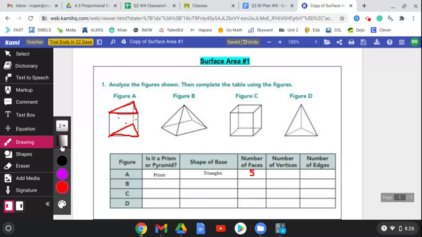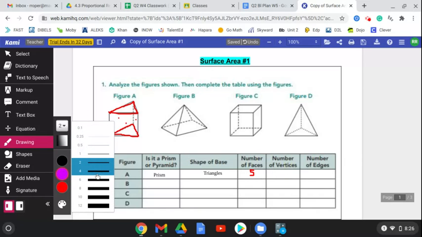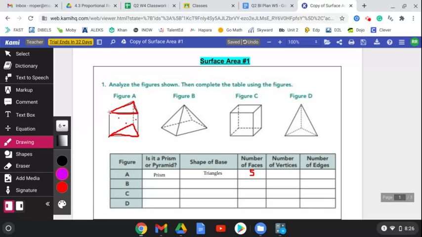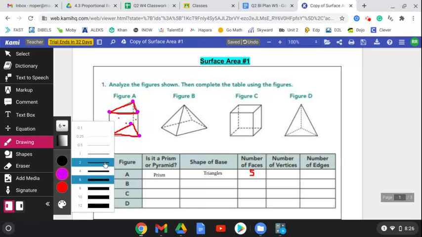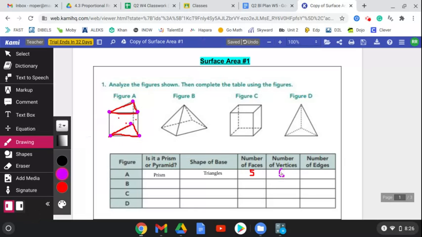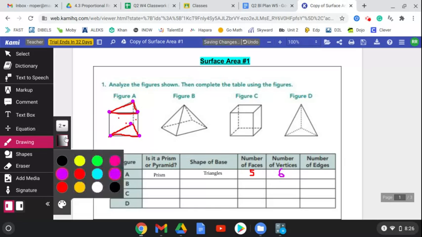Number of vertices. Remember, the vertices are where the edges meet, like the corners of the shape. So we have a vertex here, here, and here. So there's 3, and then 4, 5, and 6. Okay, so there are 6 vertices in figure A.